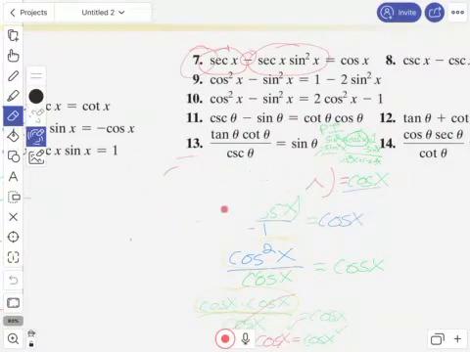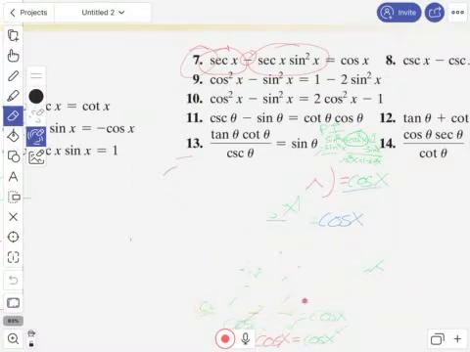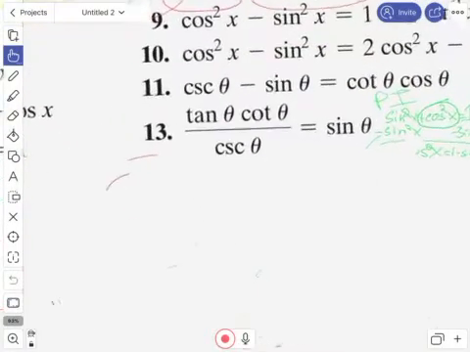So for 13, we have tangent of theta multiplying with cotangent of theta all over cosecant of theta, and we're claiming that it's equal to sine of theta. All right, nothing too crazy there. Bit of a fraction, but that can't stop us. So let's take a closer look at this.